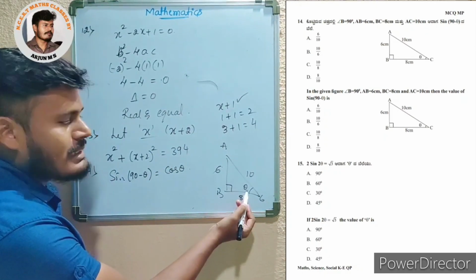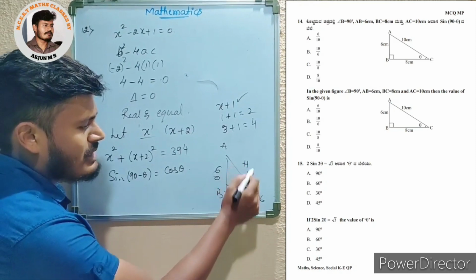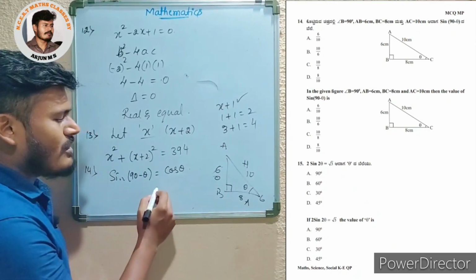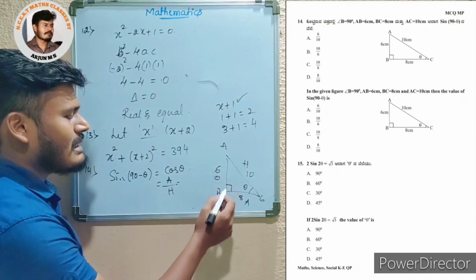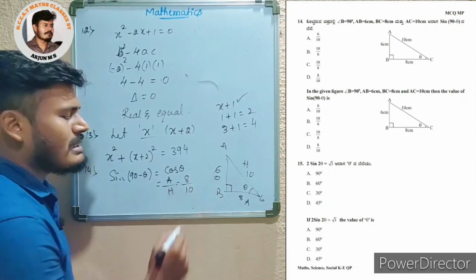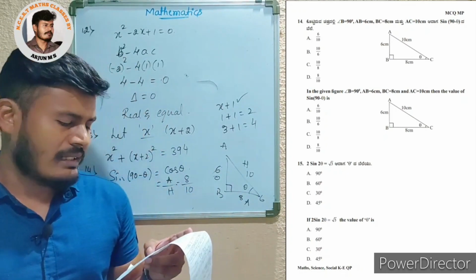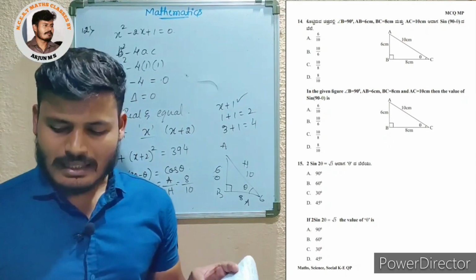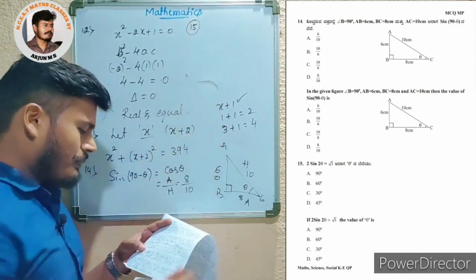We already know theta is at vertex C. So this is opposite, hypotenuse and adjacent. What is the ratio of cos theta? Adjacent by hypotenuse. Here adjacent is 8 divided by hypotenuse 10. That is the answer. So you just observe which option is correct. So 8 by 10, option D is correct. Option D is the right answer for the 14th question.